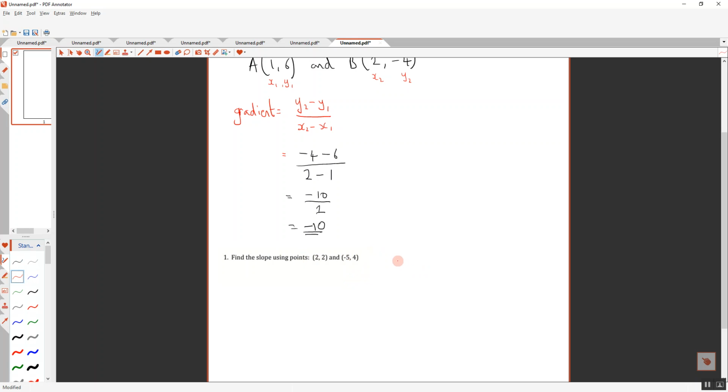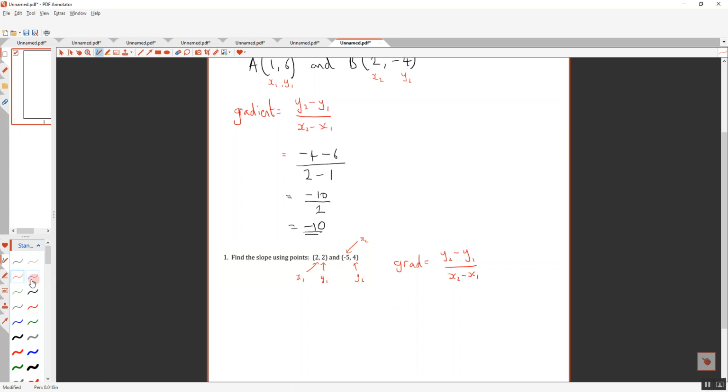Okay, your first step is gradient or slope equals y2 take away y1 over x2 take away x1. Your next thing is to label your points: x1, y1, x2, y2. Okay, what I want you to do is to put them in, see if you can figure out what the gradient is for me. Click on what the answer is, or type it into the box.